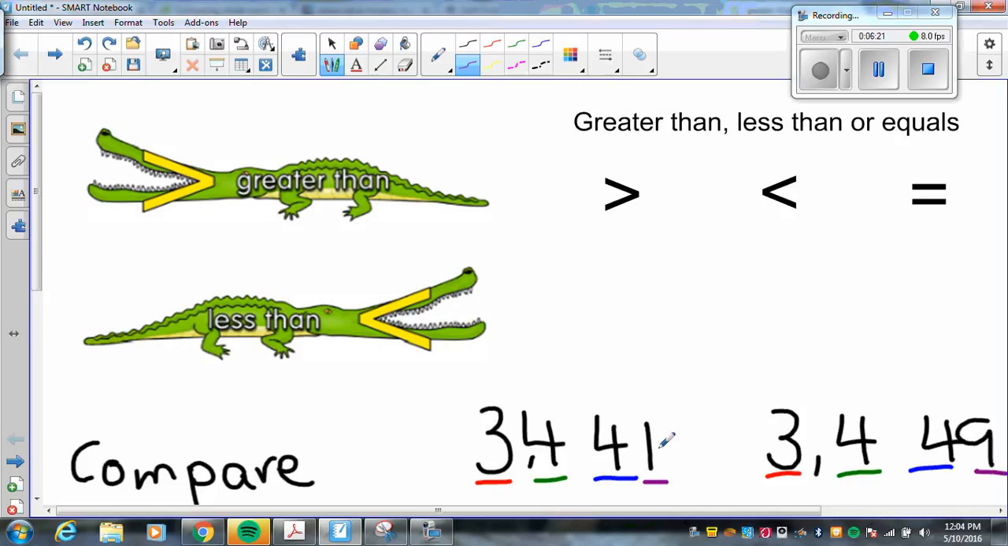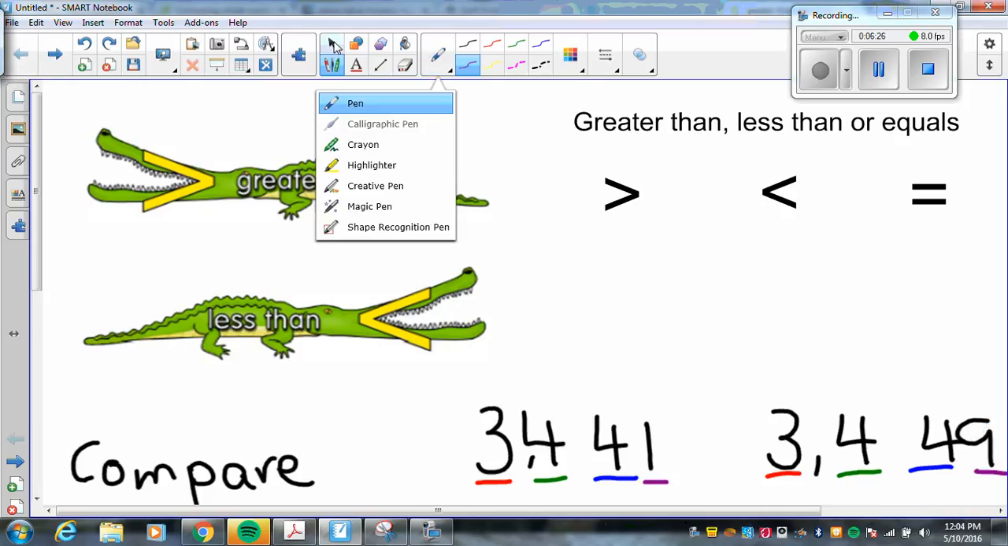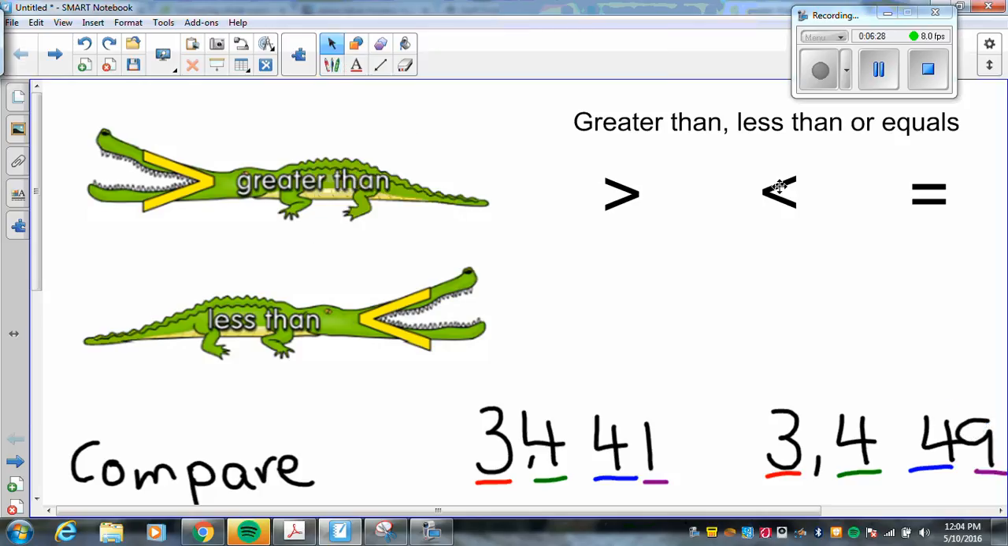This first number only has a 1, whereas this one is a 9. So obviously this is the larger number. So therefore, 3,441 is less than 3,449. Well done, guys. You're all on top of greater than, less than, or equals.